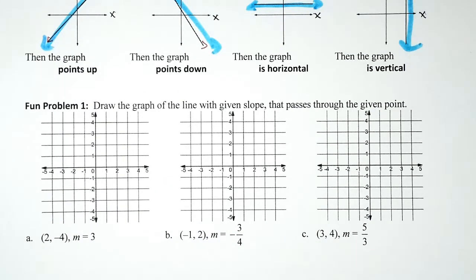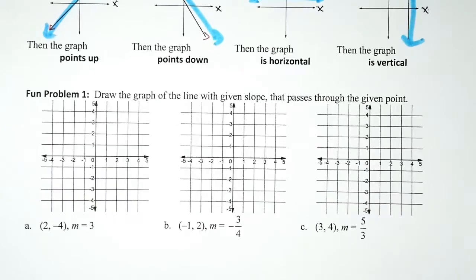So it says fun problem number 1, draw the graph of a line with given slope that passes through the given point. Fantastic. Okay, so let's break it down. So we are supposed to do the graph of a line. To do a graph of a line, we need 2 points. But as you notice, none of these problems give us 2 points. They just give us a point, and then they give us a slope. So let's take it from there.